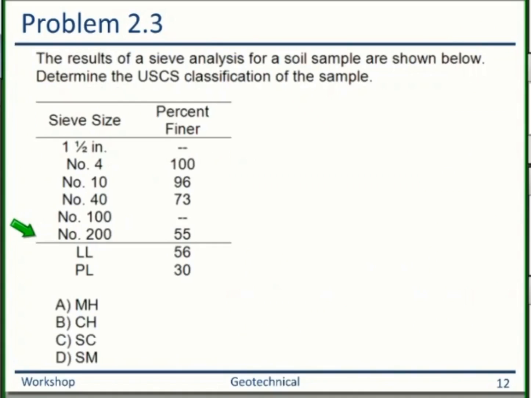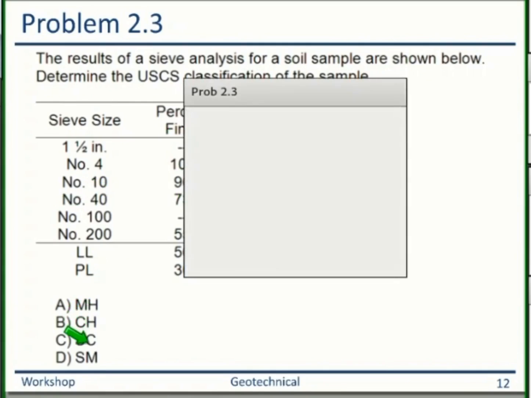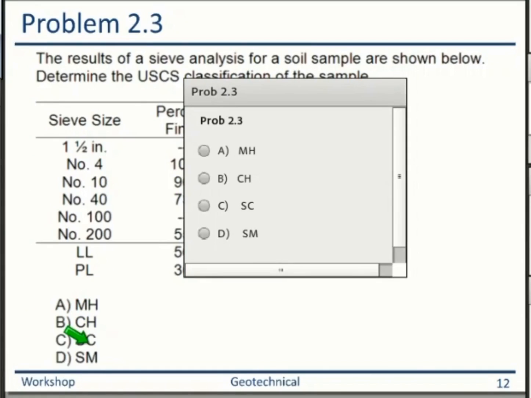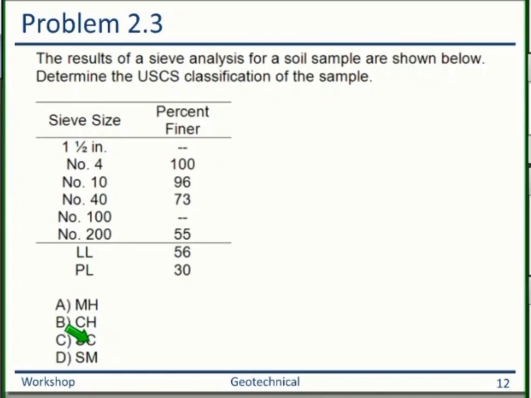Problem 2.3. The results of a sieve analysis for a soil sample are shown below. These are the sieve sizes, these are percentage finer, and these are the answers. Let me see your answer first. So I can say 65% with B, going with high plastic clay, right? So one thing is here, 55% is passing through number 200 sieve.